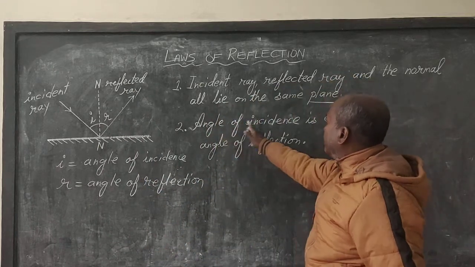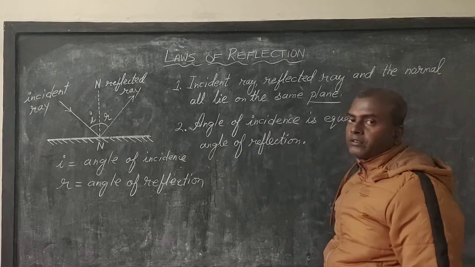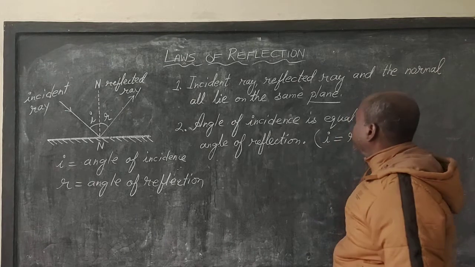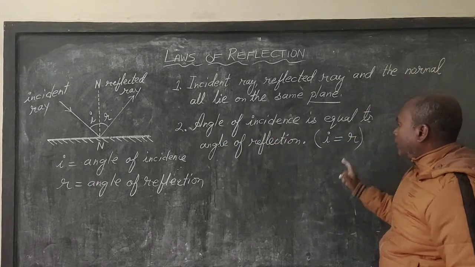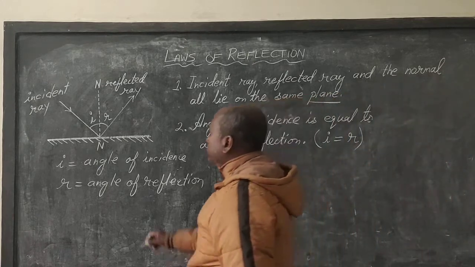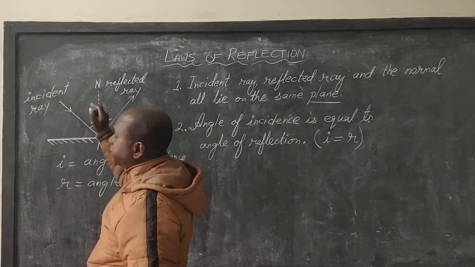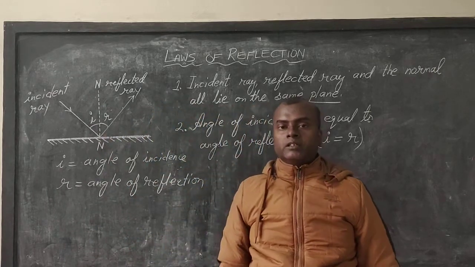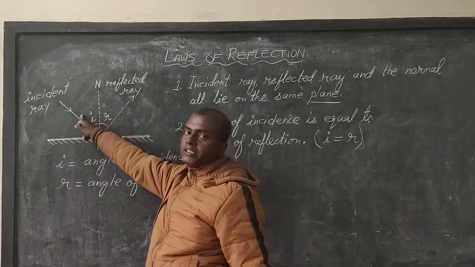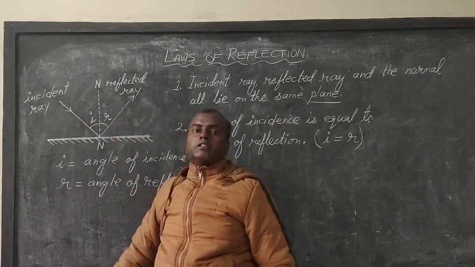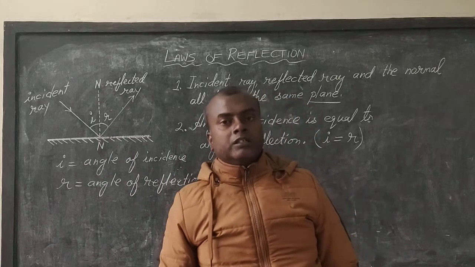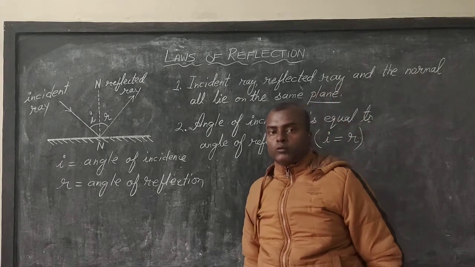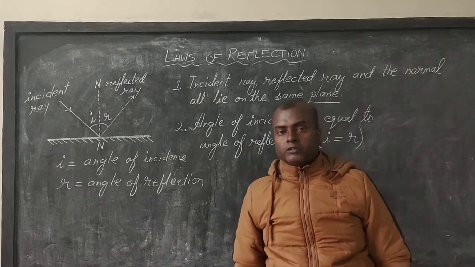The second rule is that the angle of incidence is equal to the angle of reflection. In short, we can just write it as i equals r. i means angle of incidence, r means angle of reflection. Suppose the angle of incidence is 60 degrees, then we will see that the angle of reflection is also 60 degrees. If you change the angle of incidence, the angle of reflection will also change along with it, and both will be equal to each other. So these are the two laws of reflection.